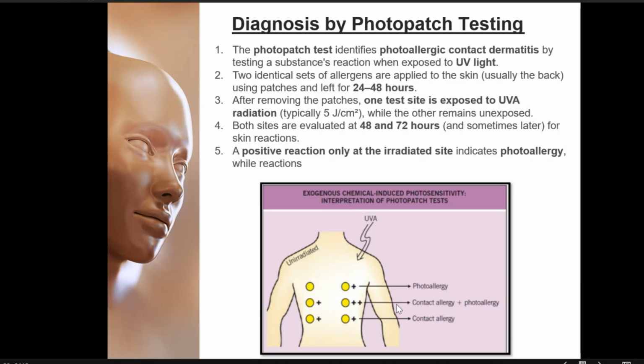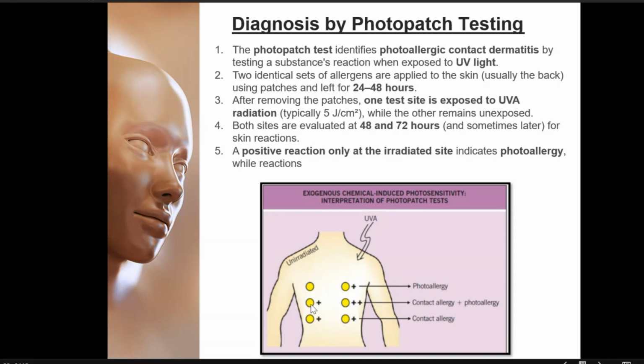So see here, this is the normal side without irradiation. There is no reaction. But in the UVA exposure site, you see the positive response. So this compound is considered photoallergic.